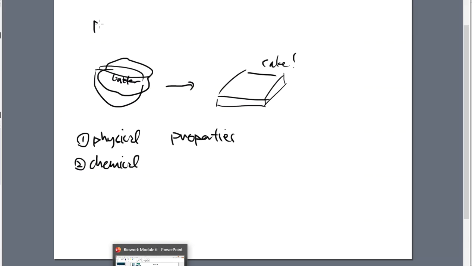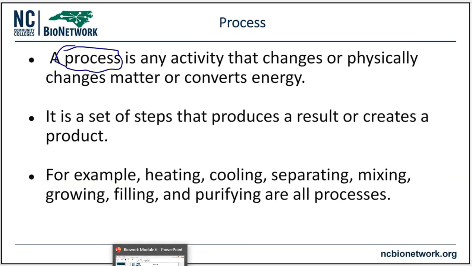So a process, by definition, is how they're going to tell you this. A process is anything that we can do that changes this matter, this stuff that we are working with, or converts energy in one form or fashion. That's what this is all about. Again, like I said before, we're going to relate a lot of things to the kitchen because I think that helps you understand it a little bit better.